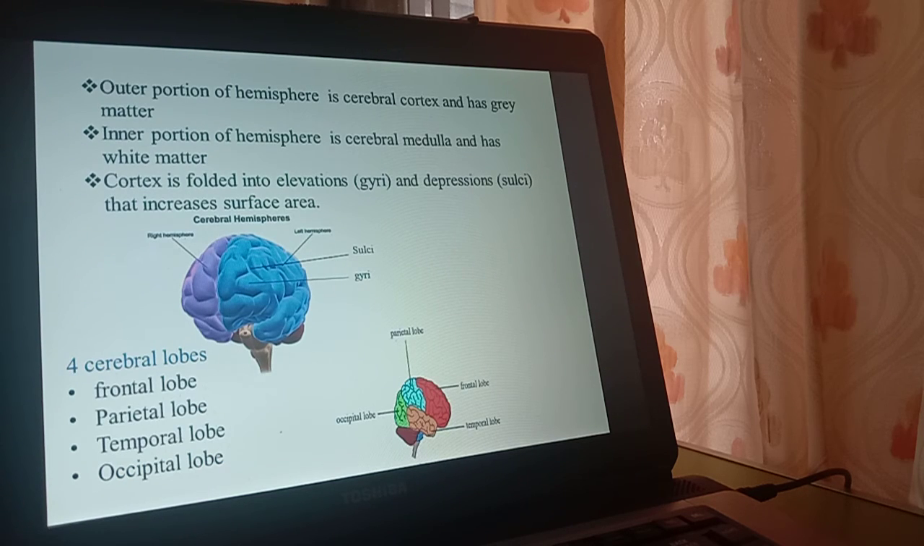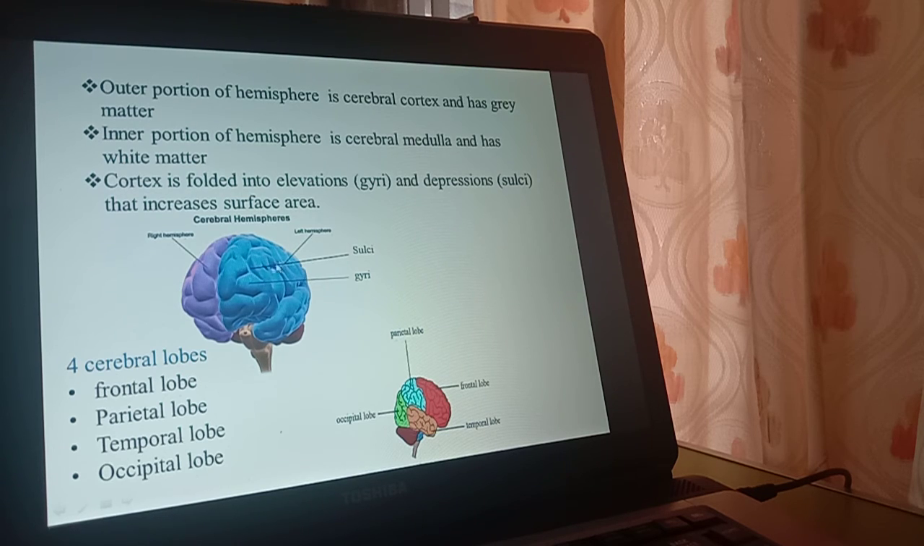Now the outer portion of the hemisphere is the cerebral cortex. Be it the right or the left, it is the cerebral cortex, which has the grey matter. The inner portion of the hemisphere is the cerebral medulla and has the white matter. The cortex is folded into elevations, which we call gyri, and the depressions known as the sulci. Yes, so the outer portion is the cerebral cortex, the inner is the medulla.